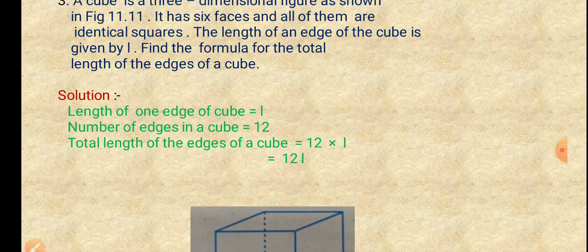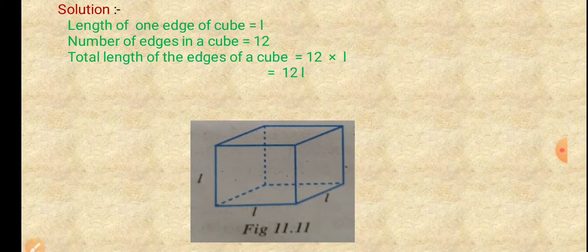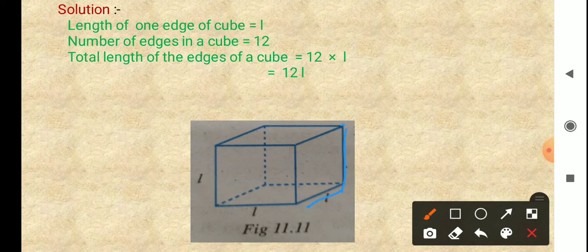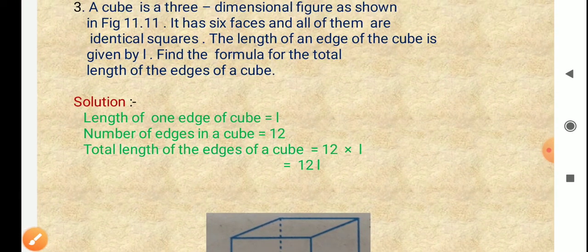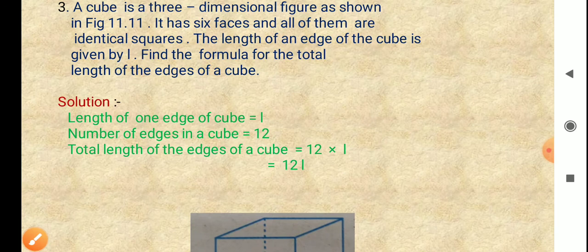The length of an edge of the cube is given by L. So look here, this is the edge of the cube. It is denoted by the letter L. Find the formula for the total length of the edges of the cube.